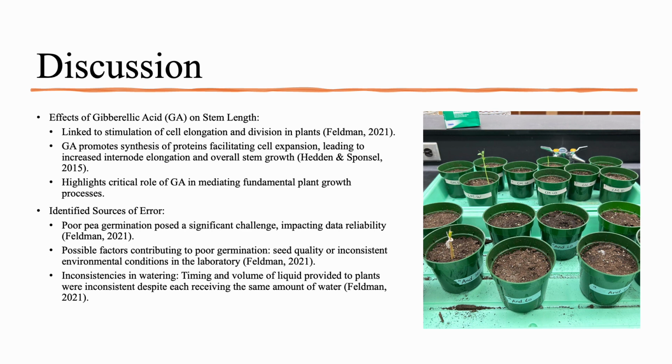Despite the significant findings, several potential sources of error were recorded in the experiment, such as poor pea germination, which posed a significant challenge and impacted the reliability of the data collected, for which we were provided supplementary data. We saw that each plant was supposed to receive the same amount of water at the same time, but it was noted that the timing and the volume of liquid provided to the plants was really inconsistent. For example, in the first week, the plant received 17 ml of liquid, which resulted in minimal growth rates.